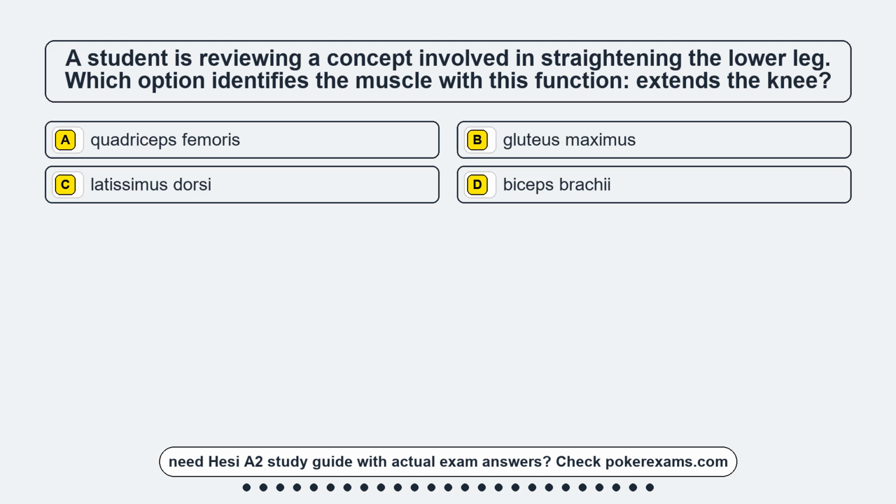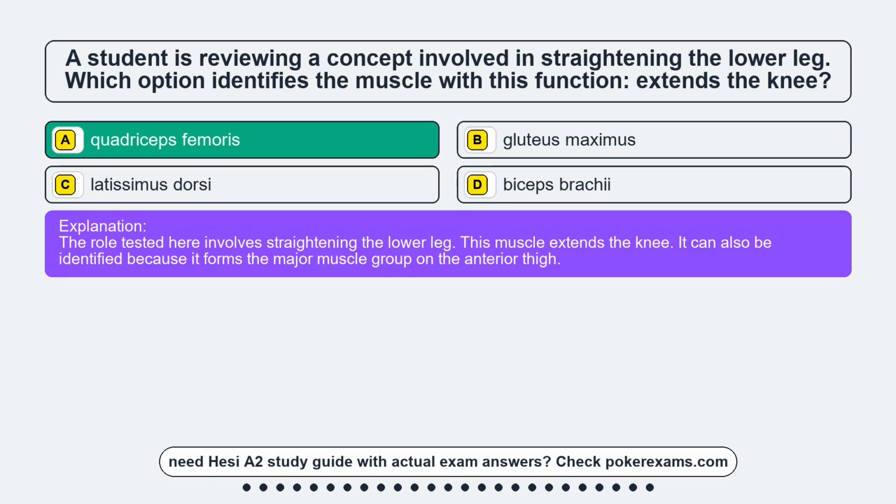A student is reviewing a concept involved in straightening the lower leg. Which option identifies the muscle with this function, extends the knee? Option A, quadriceps femoris. Option B, gluteus maximus. Option C, latissimus dorsi. Option D, biceps brachii. The correct answer is option A, quadriceps femoris.